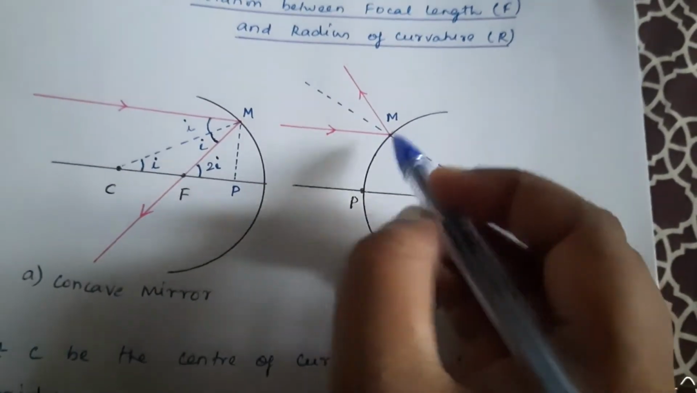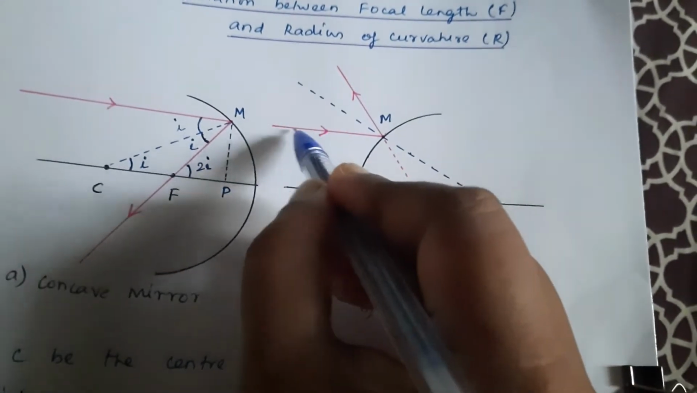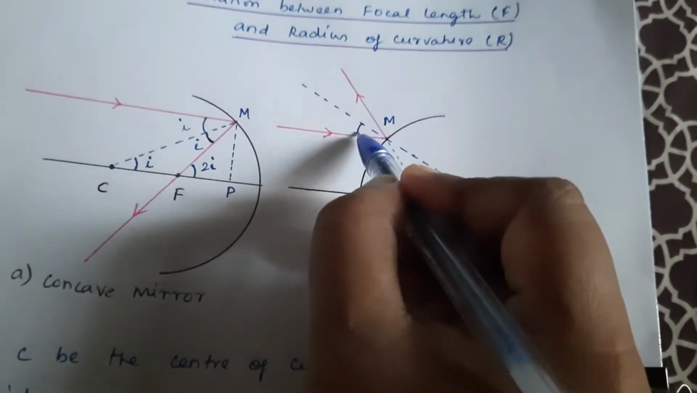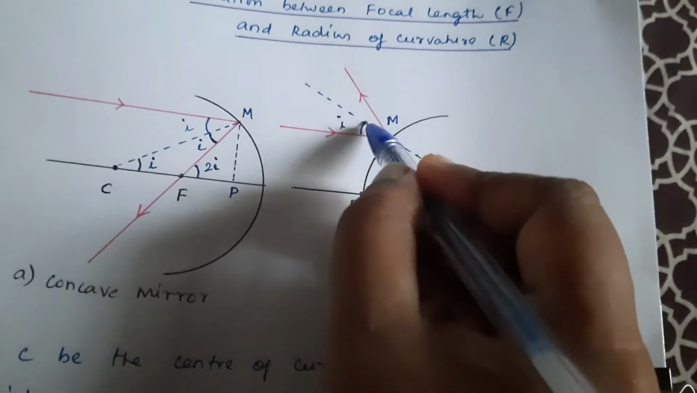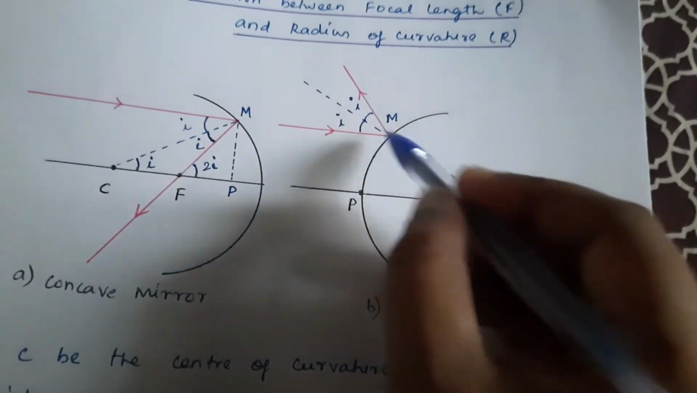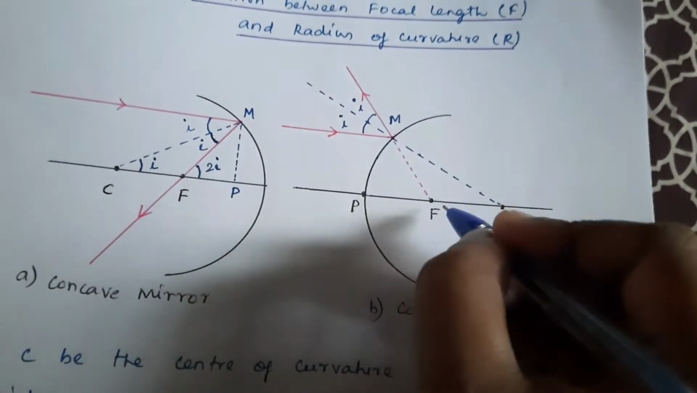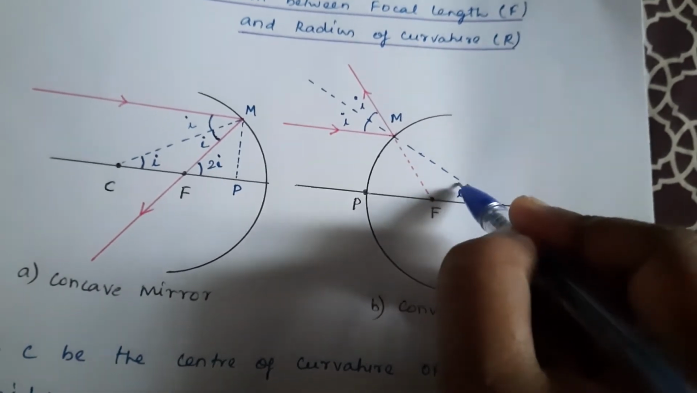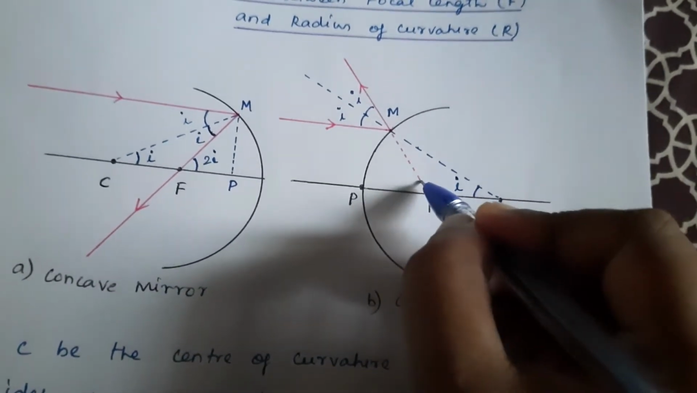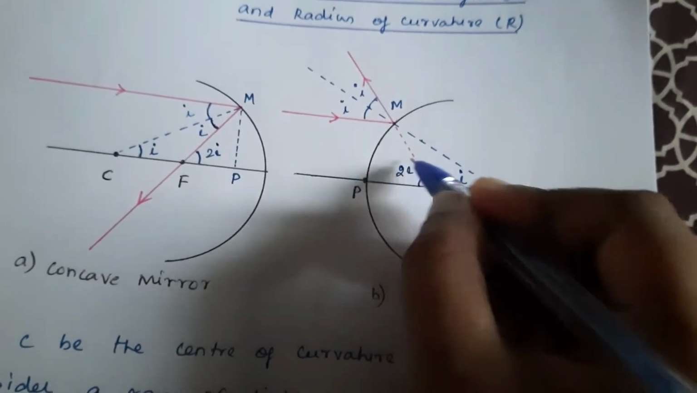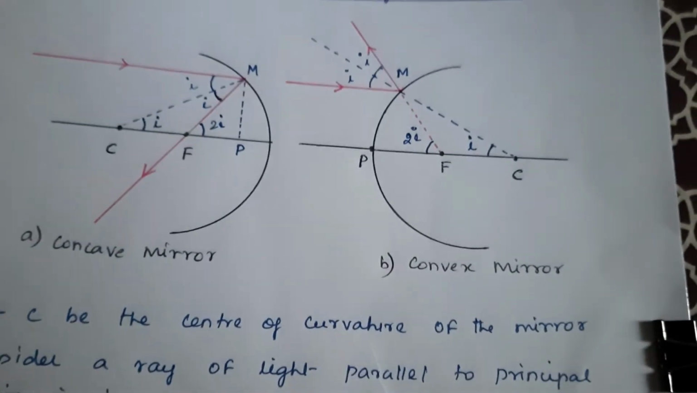Similarly, we can write it here. Here this is your incident ray, this is the normal, so this is I. Therefore, this angle is also I. This is 2I, so this is also 2I.